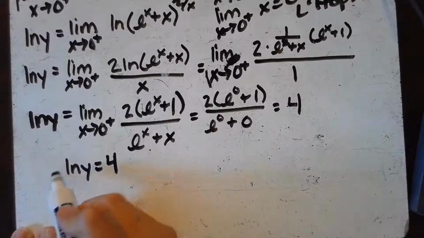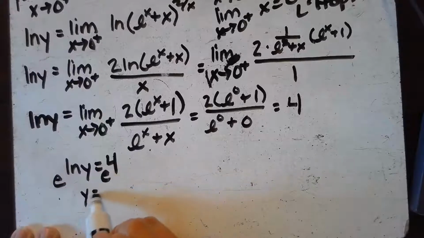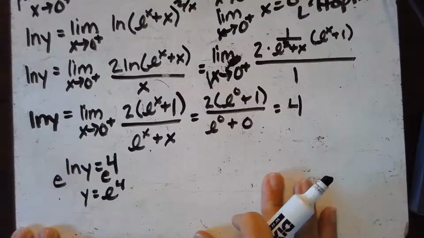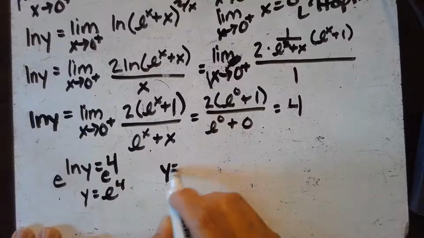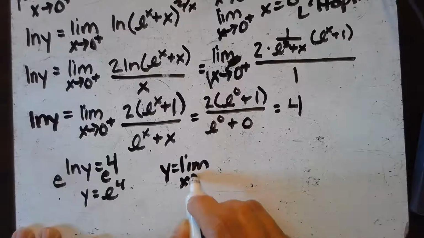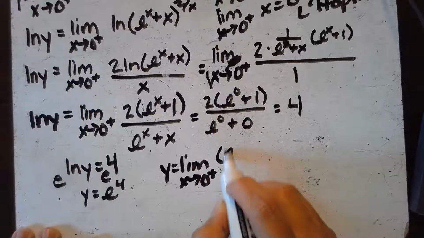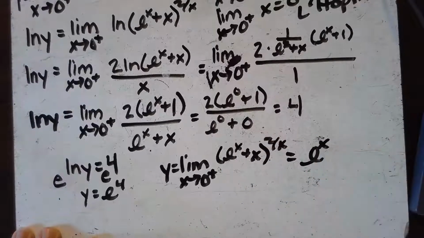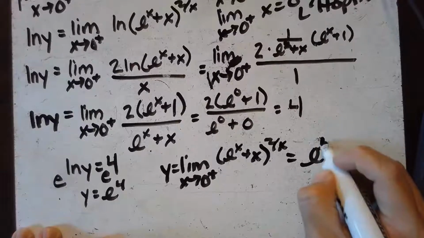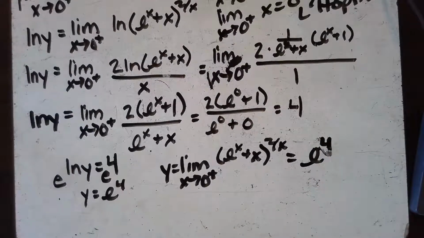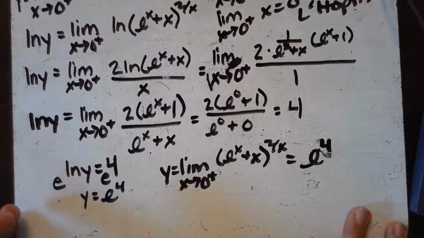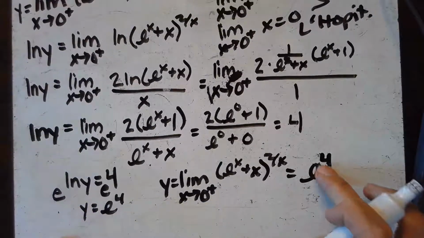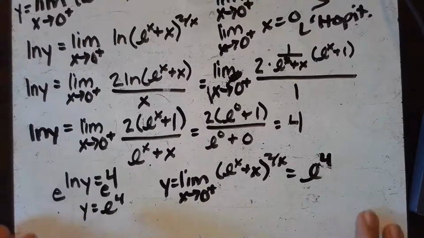All right, well, how do I get rid of ln? E. So y equals e to the 4th. So what that means is this limit that it was set equal to y from the beginning, that limit goes to e to the 4th. So we added that extra logarithmic differentiation in there to help us find that limit. All right, and let's do one more.